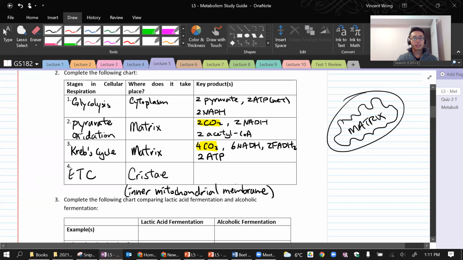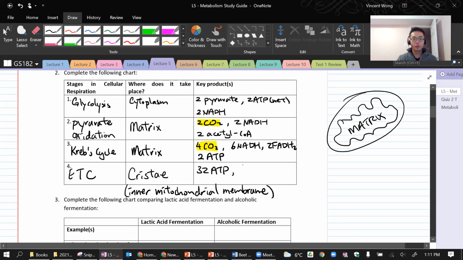Okay, and the key products are going to be 32 ATP. This is where we cashed in on those high energy electrons. We're going to use those electrons to make lots and lots of ATP. So 32 in total.